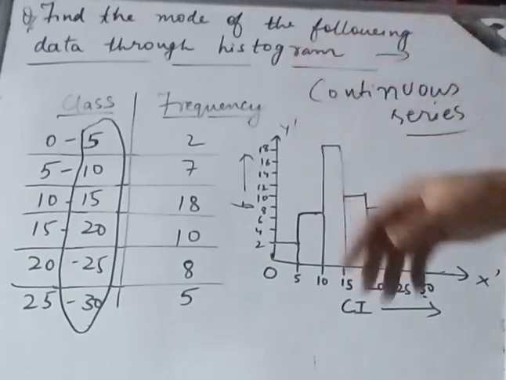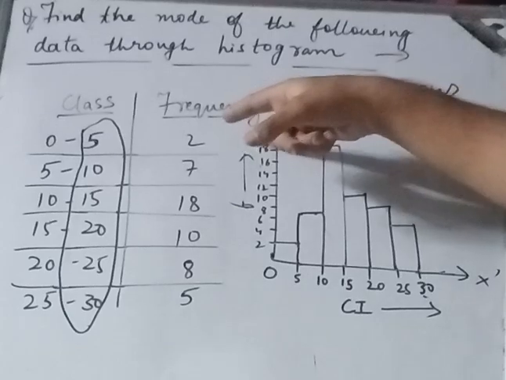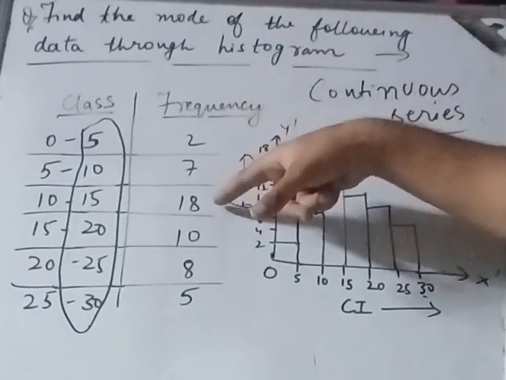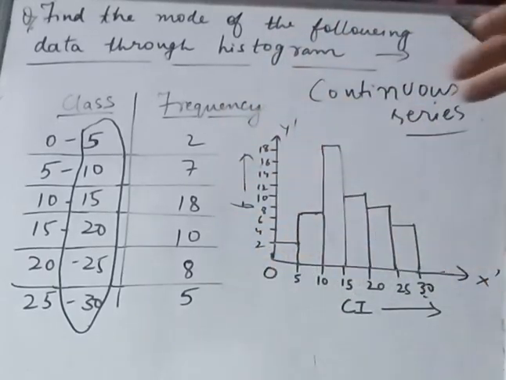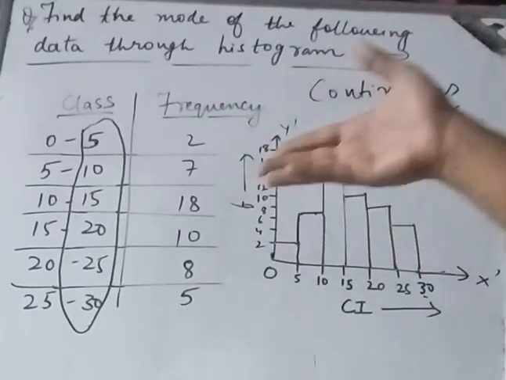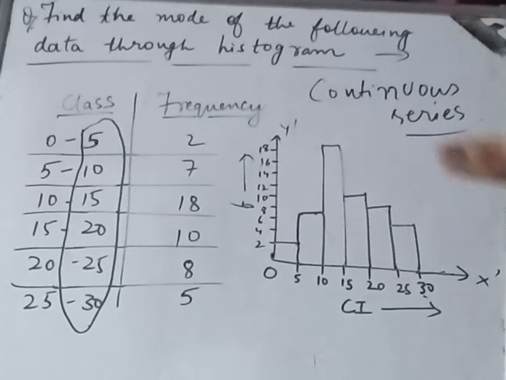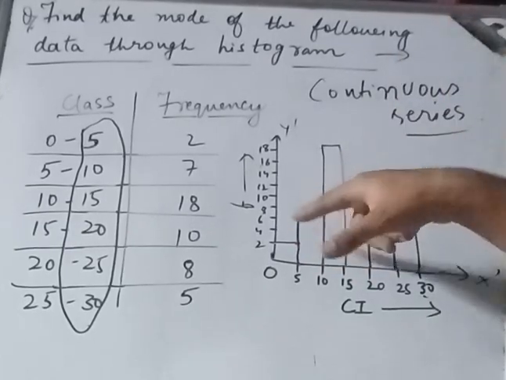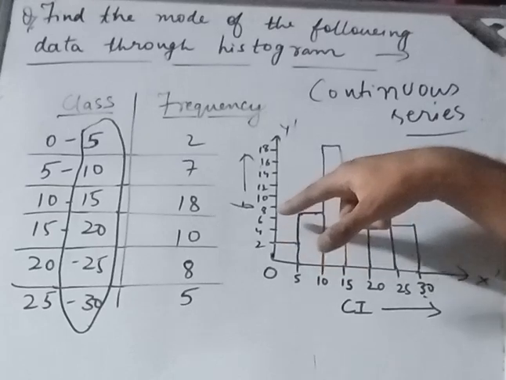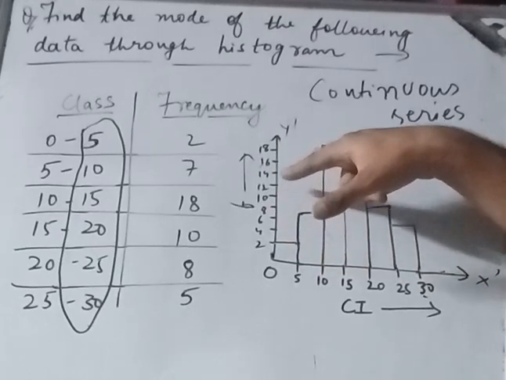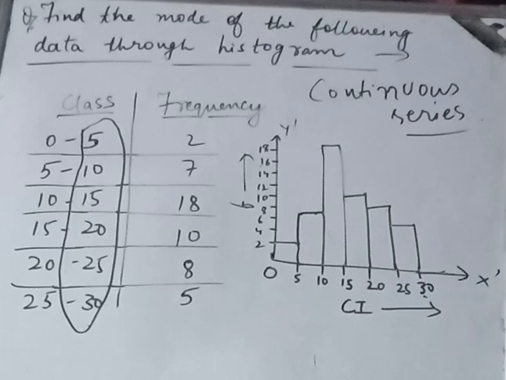Now frequency, as you can see, there is a mixture of odd and even numbers: 2, 7, 18, 10, 8 and 5. Maximum you can observe that even numbers are coming. So we will take the equitable distribution of even numbers. So over here 2, 4, 6, 8, 10, 12, 14, 16 and 18. We have taken the even numbers, the multiples of 2. We will take the equitable distribution after 1 block.